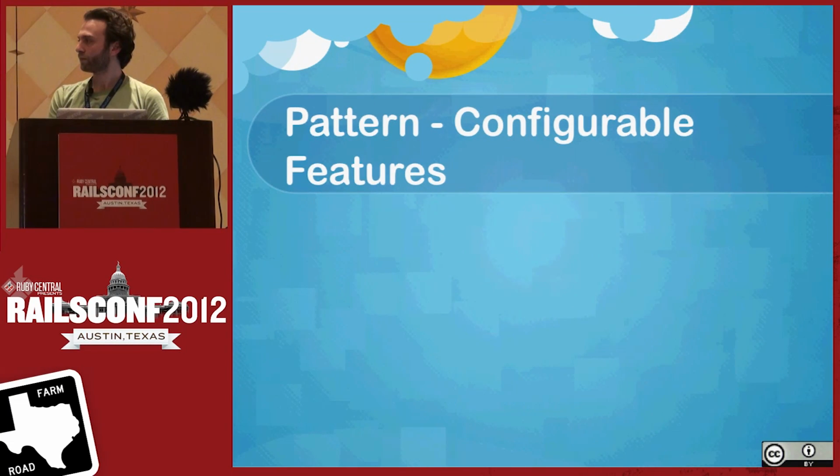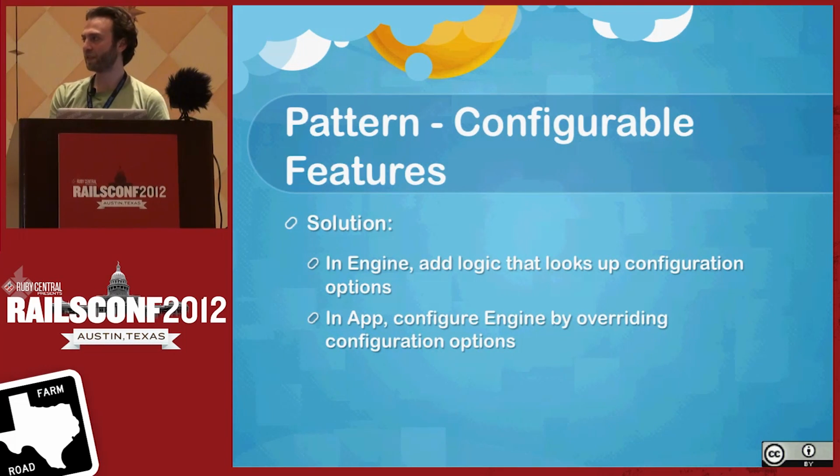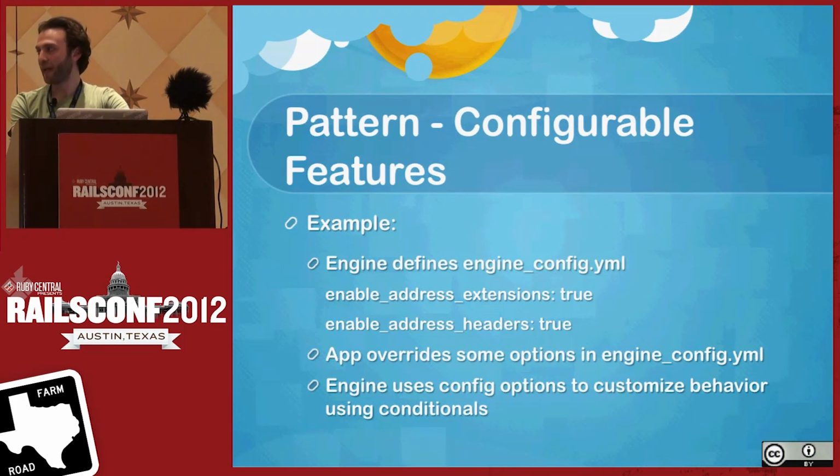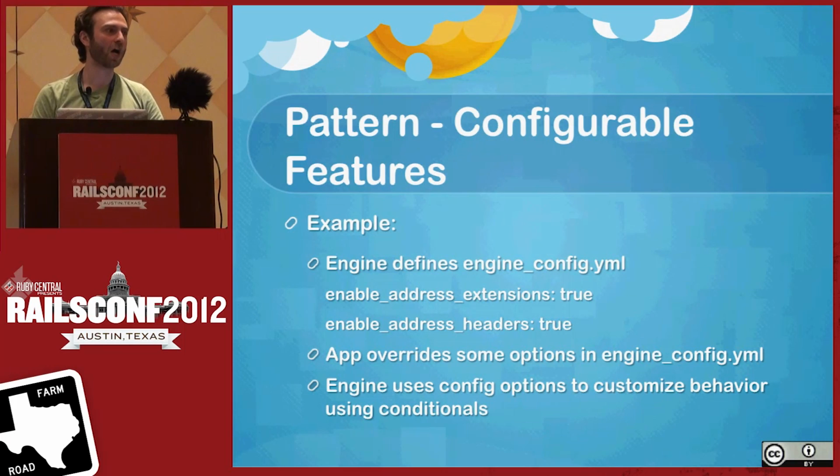This is as simple to solve as simply having the engine define configuration options, and then having each app override the configuration options. And you can make that in a YAML. So you can have the engine have an engine config YAML that has, say, enable address extensions true, enable address headers true. But then each app can override that YAML and configure it to the work it needs. The engine will use that with conditionals, of course. It'll basically look up those config options, and based on a config option, it'll enable or disable a piece of the engine.